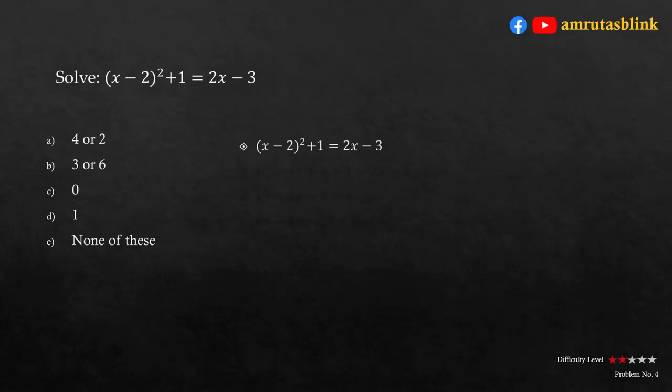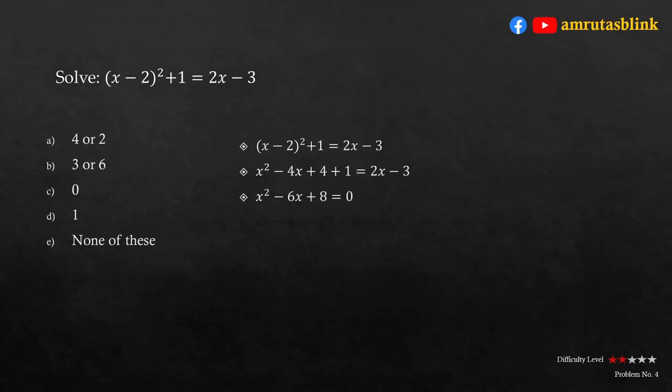So, first of all we will expand x minus 2 bracket square as x square minus 4x plus 4, because we know a minus b bracket square is equal to a square minus 2ab plus b square. Hence, x minus 2 bracket square is equal to x square minus 4x plus 4 plus 1 is equal to 2x minus 3. So, x square now minus 4x, this minus 2x will give you minus 6x, plus 4 plus 1 is plus 5 and plus 3 is plus 8. Hence, x square minus 6x plus 8 is equal to 0.